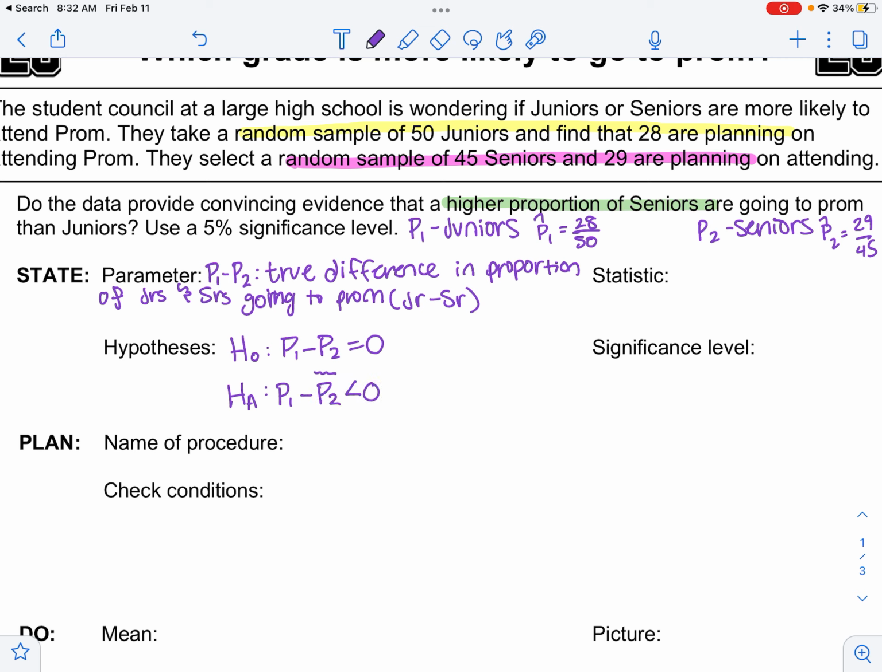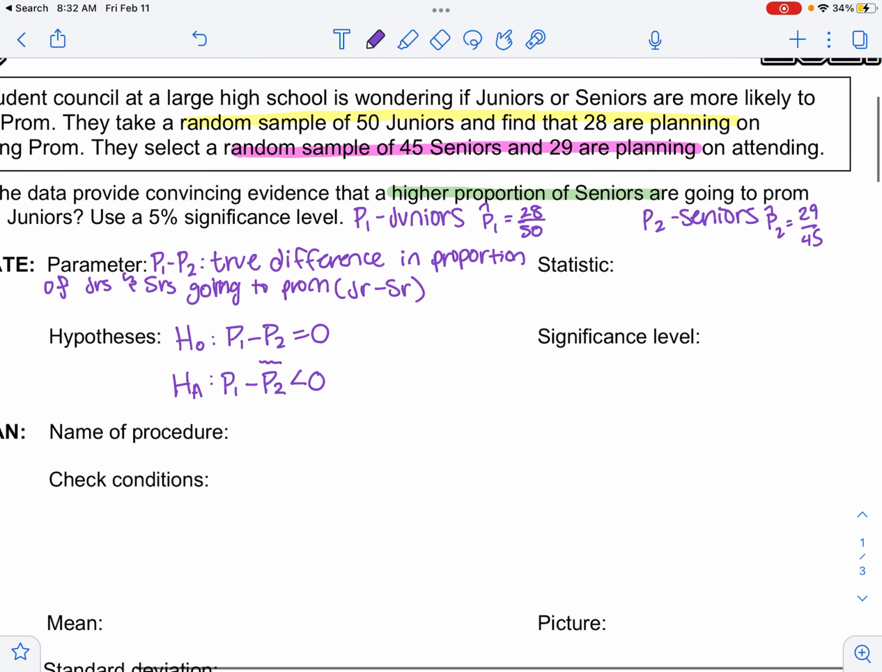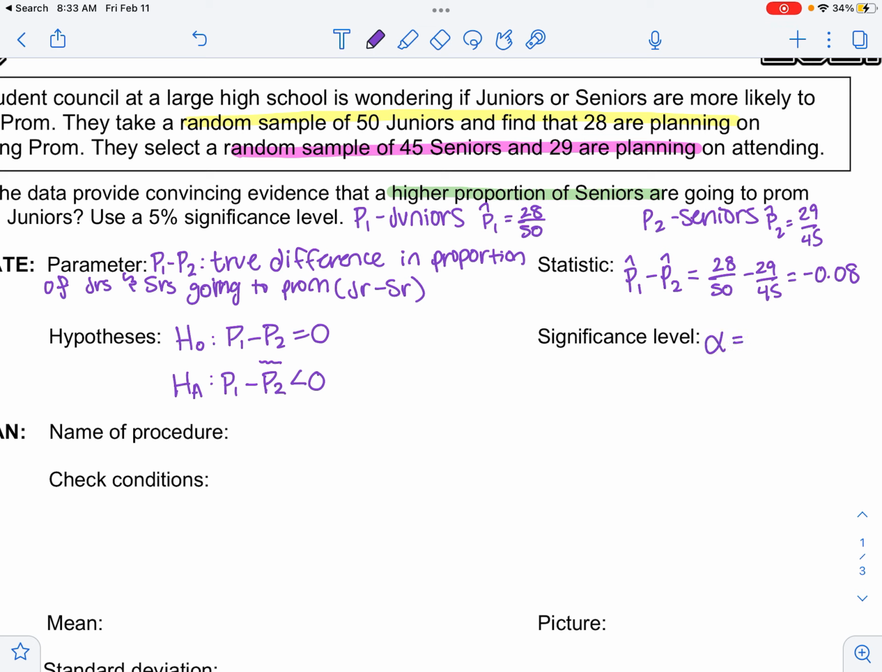So our alternative is that P1 minus P2 is less than 0. It's a negative value. The statistic that we are going to use is the difference of the P hats. So P hat 1 minus P hat 2. That is 28 over 50 minus 29 over 45, equal to negative 0.08. And our significance level also comes straight from the problem. It tells us to use the 5% significance level, so as a decimal, 0.05.